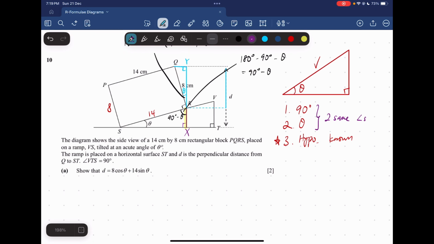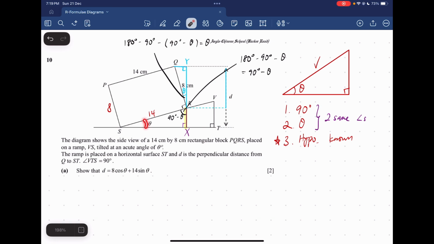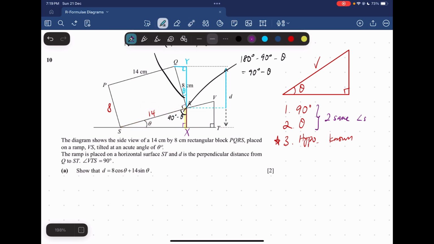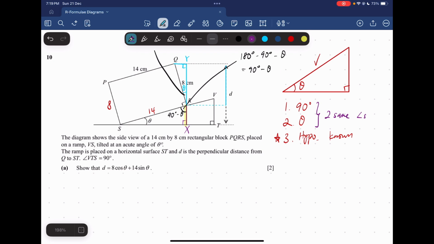Let's try to get Rx first. We can see that based on where theta is positioned, that's the opposite side. We're going to use opposite and hypotenuse to figure out what is Rx. Opposite and hypotenuse, let's use the sine function. Sine theta is opposite over hypotenuse. So now we know Rx is 14 sine theta.